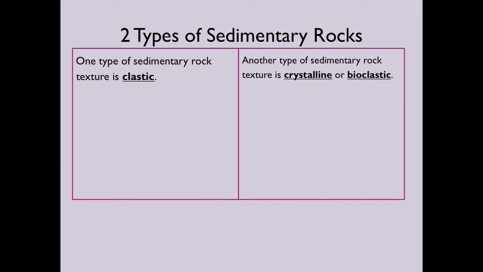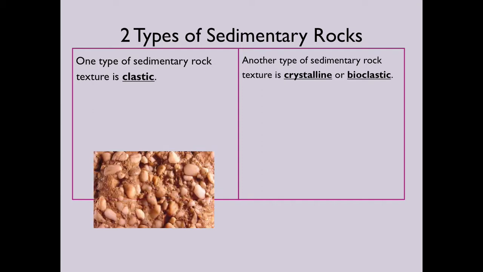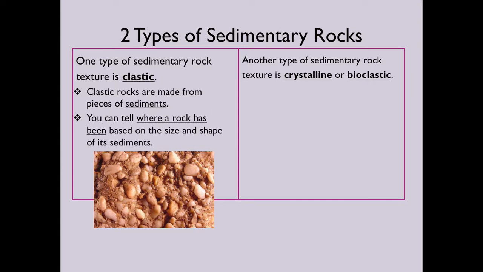All right, there are two types of sedimentary rocks. One type is clastic. Texture is clastic. In these, the rocks look like how you would imagine a sedimentary rock would look. They're made from pieces of sediments. You can tell a lot about where a rock has been based on the size and shape of its sediments.